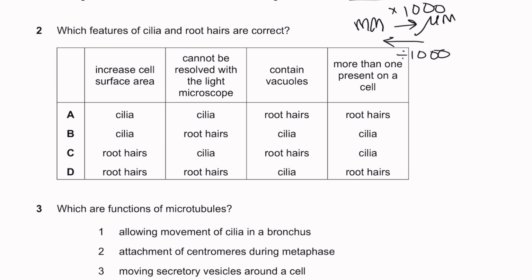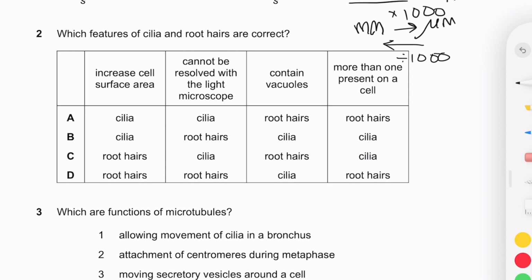Moving on. 2. Which features of cilia and root hair cells are correct? Root hairs are correct for increasing surface area, most definitely root hairs, because cilia are not there to increase surface area, they're there to waft and beat the mucus out of the airways. Cannot be resolved with a light microscope. Actually, the light microscope cannot resolve cilia because they're only surrounded by cell membrane, and the microtubules that form them are really tiny. They only have 25 nanometer diameter, I believe.